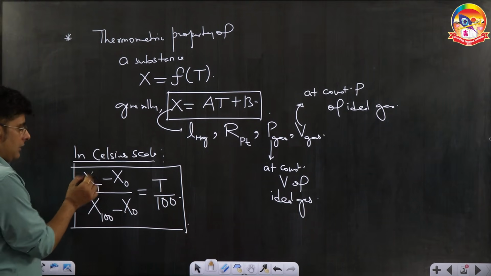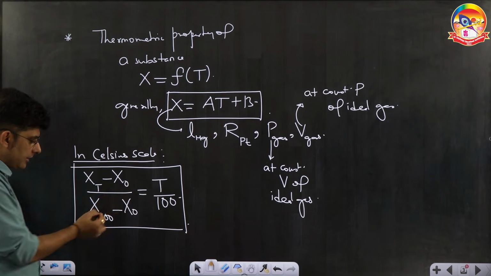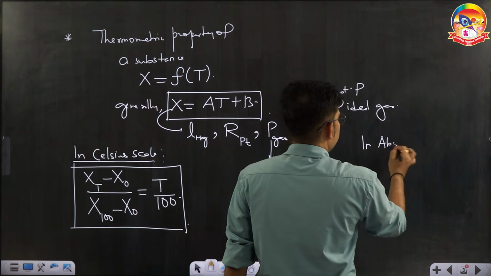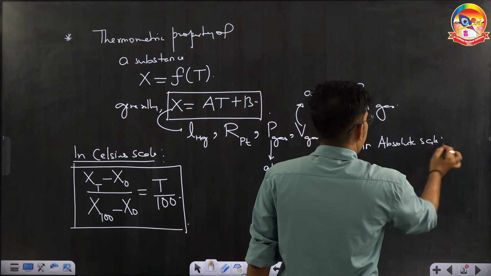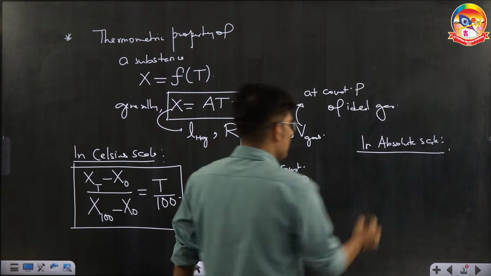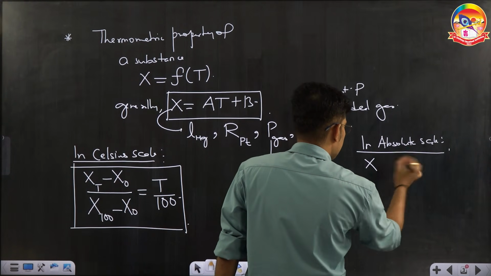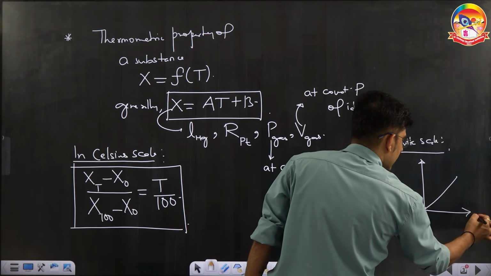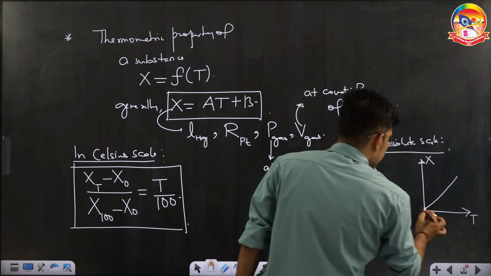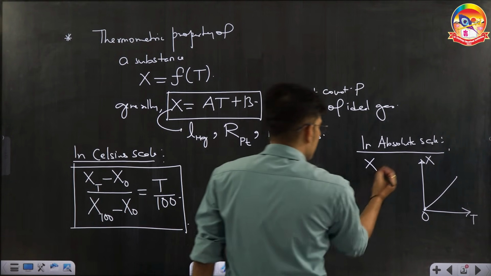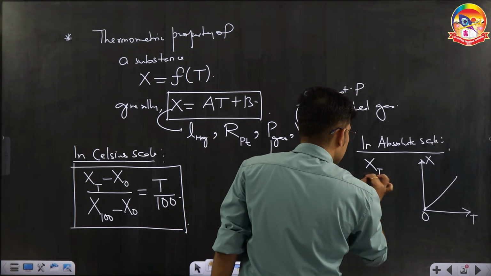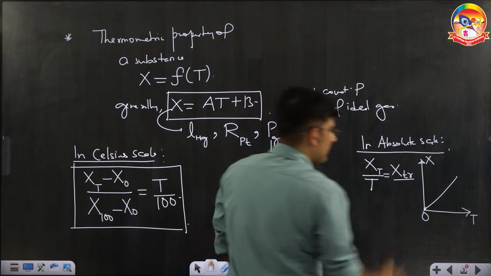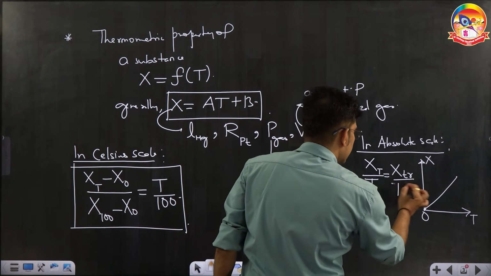Xt is the value of x at T degree Celsius, x0 is at 0 degree Celsius, x100 is at 100 degree Celsius. Whereas when we use the absolute scale, which is also called the Kelvin scale, x is directly proportional to temperature. We have a straight line passing through origin because we take temperature in Kelvin. So at 0 Kelvin, all the thermometric properties become 0. So what we do over here, we take Xt by T equals another standard temperature, the triple point, XTR by TTR.